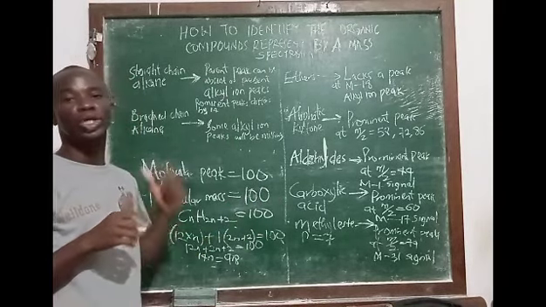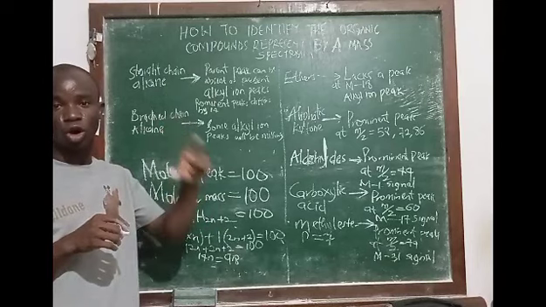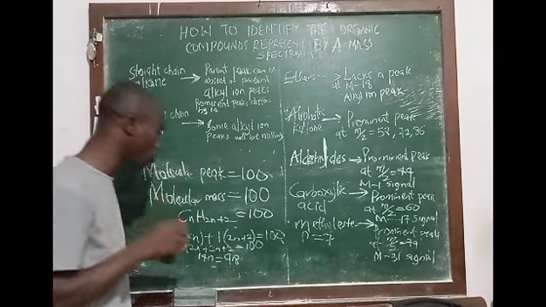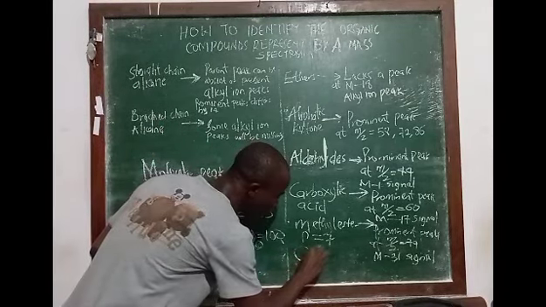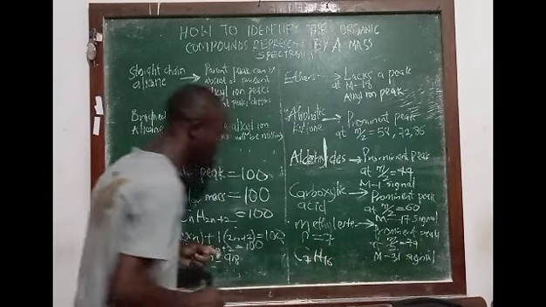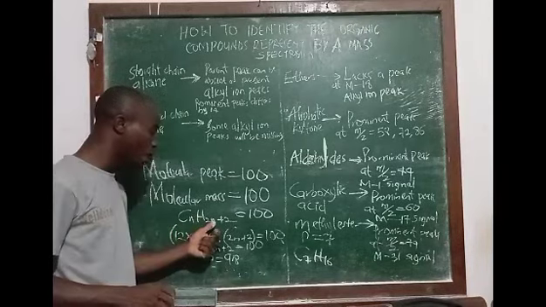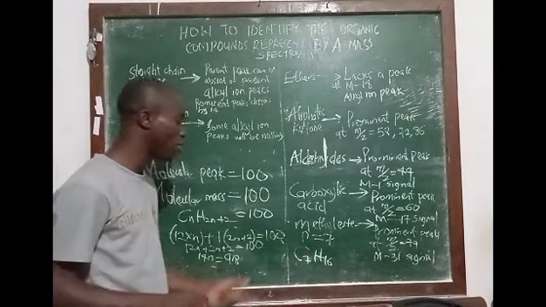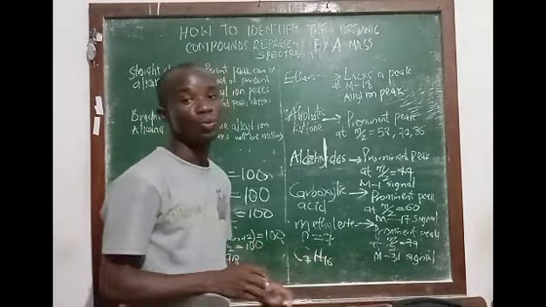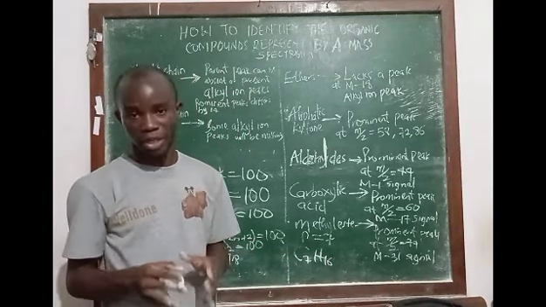Therefore, the molecular formula of the compound represented by the given mass spectrum would be C7H16, because we have our n as 7, that is C7. 2 times 7 plus 2 is what? Is 16. That will have C7H16, which is our heptane.